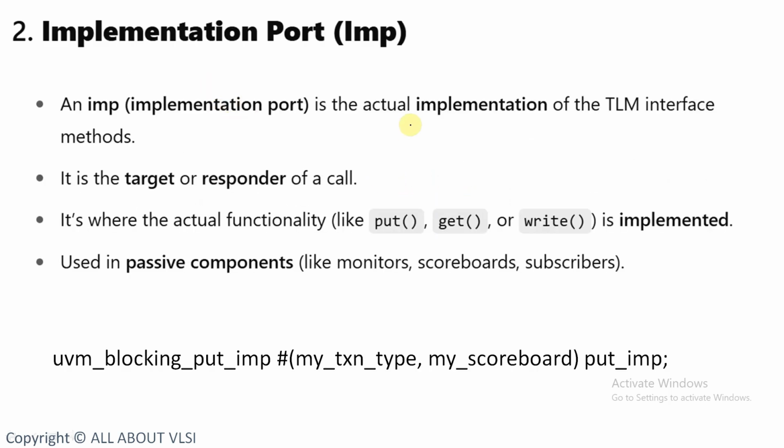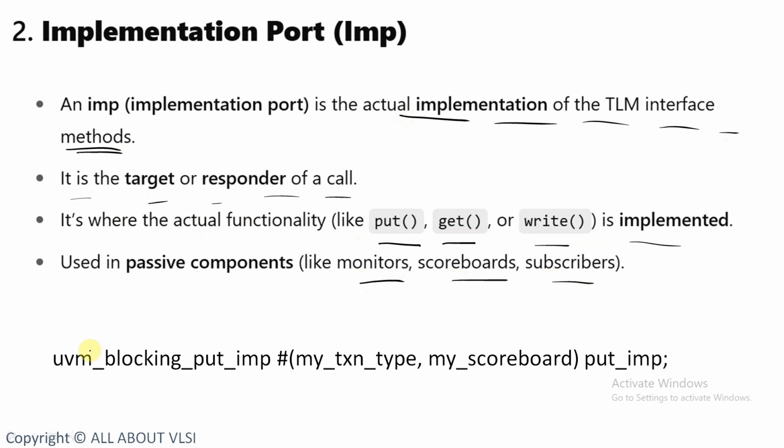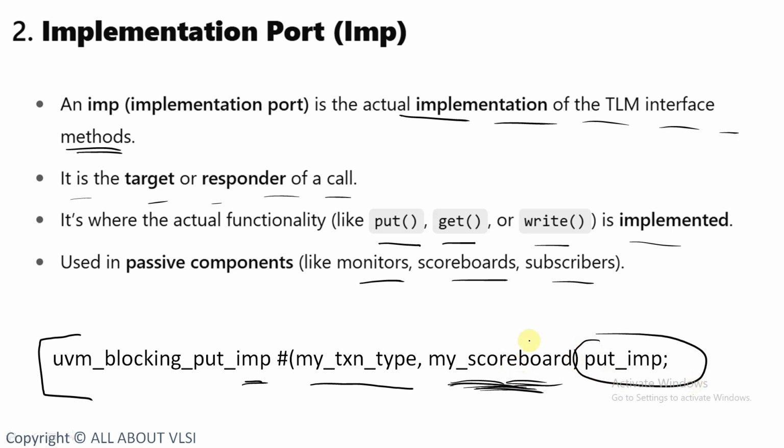The implementation port is the actual implementation of the TLM interface methods, and it is a target or responder of a call. It is where the actual functionality like put, get, or write is implemented, using passive components like monitor, scoreboard, subscribers. The syntax for the implementation port is UVM blocking put underscore IMP, the type which you want, followed by the class name in which you are using this implementation port, followed by the port handle. So this is the syntax for declaring your implementation port.